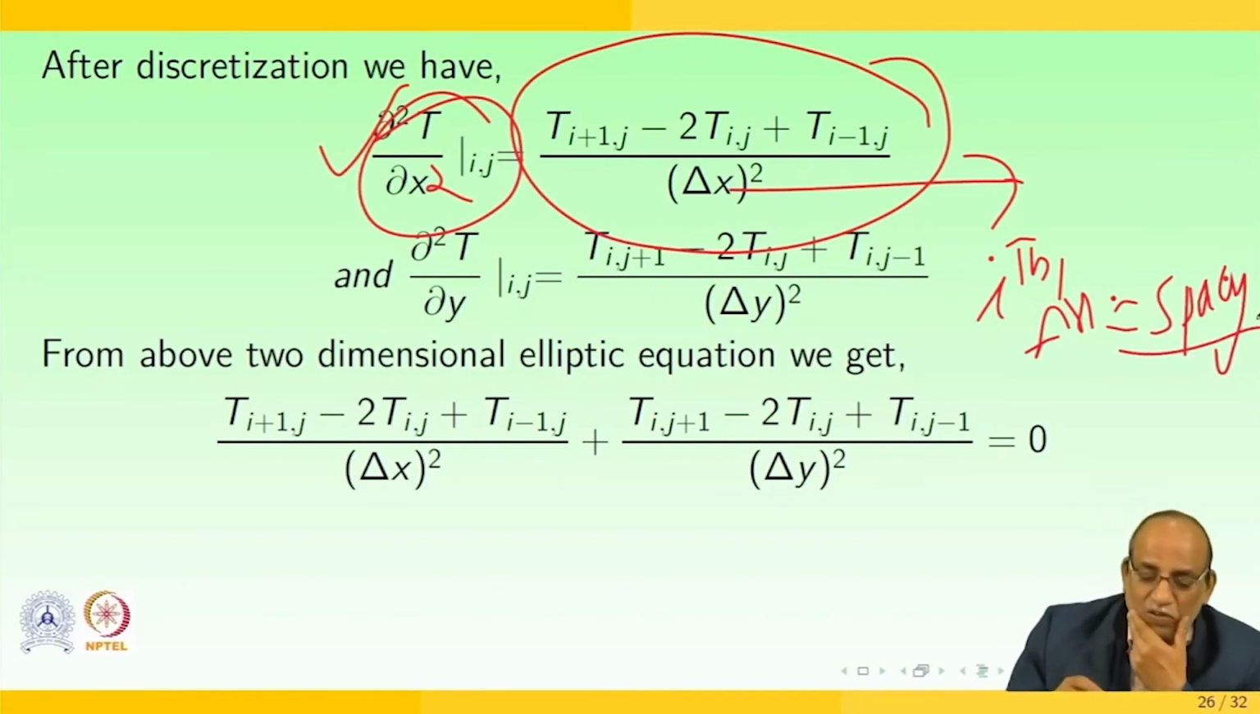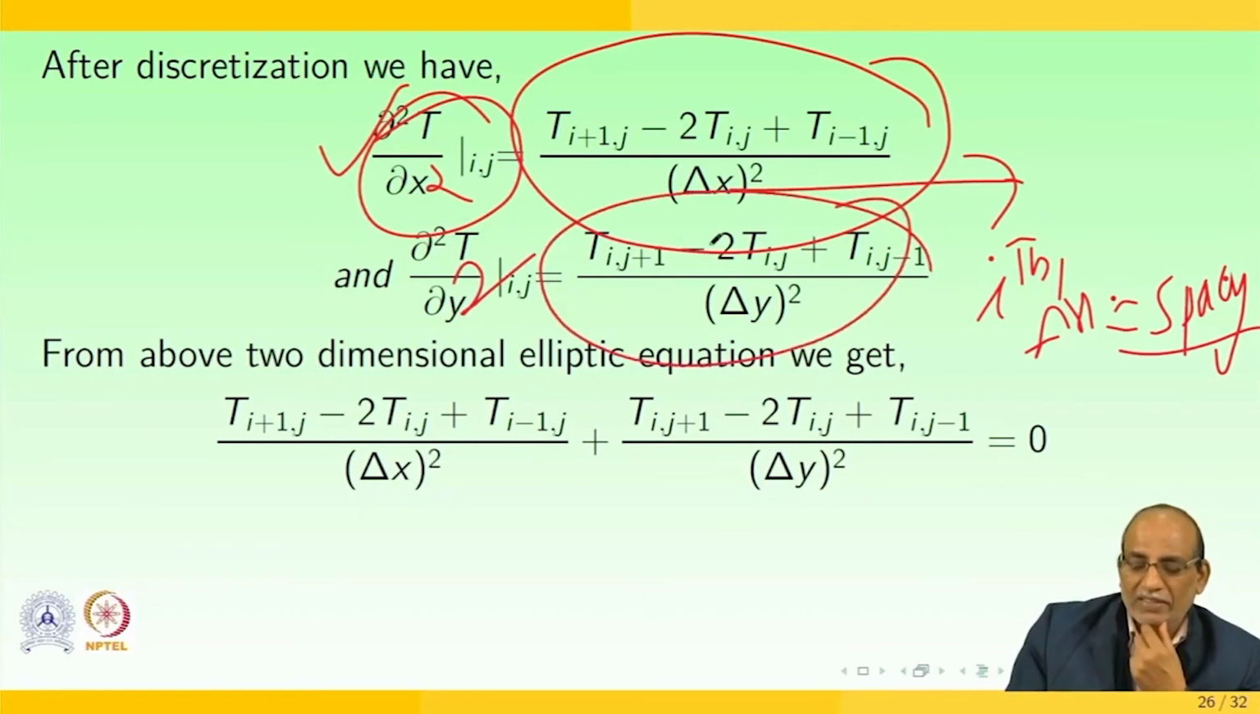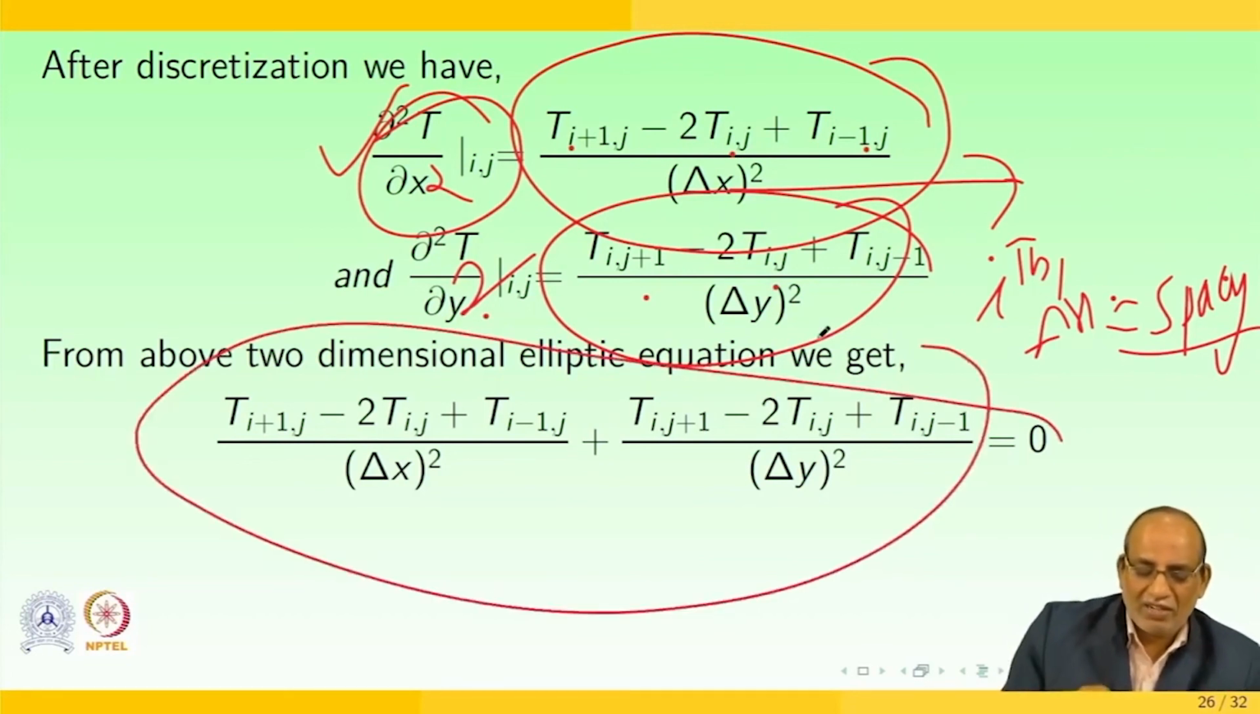Similarly, we can write ∂²T/∂y² evaluated at y. So we can write it like this. That means the indices vary as i plus 1, i, and i minus 1, and j varies as j plus 1, j, and j minus 1. So for the two-dimensional Laplace equation, if you substitute over here, the scheme turns out to be like this.